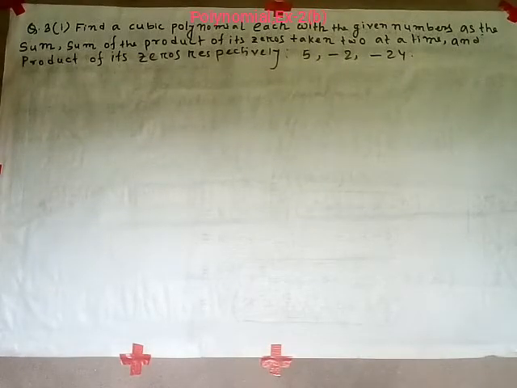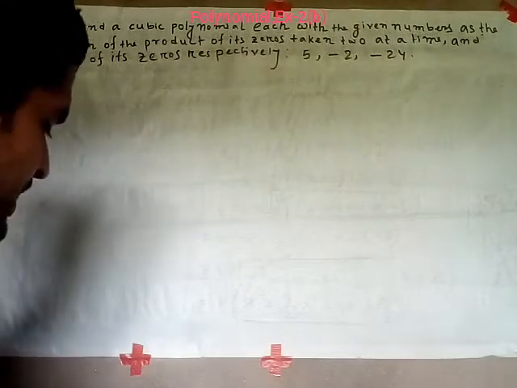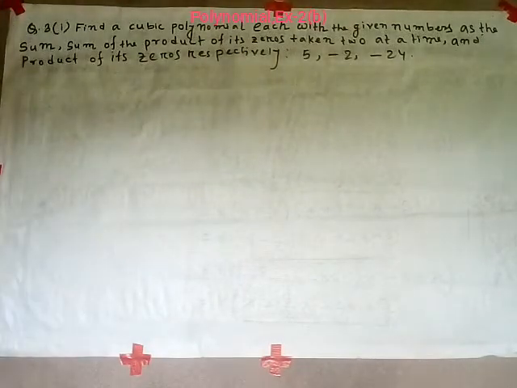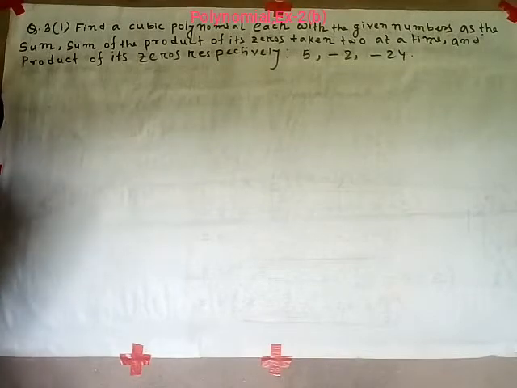The question is, find a cubic polynomial each with the given numbers as the sum, sum of the product of its zeros taken two at a time and product of its zeros respectively 5, minus 2, minus 24. The student from Meghalaya, you can see exercise 2b, question number 3, Roman 1.